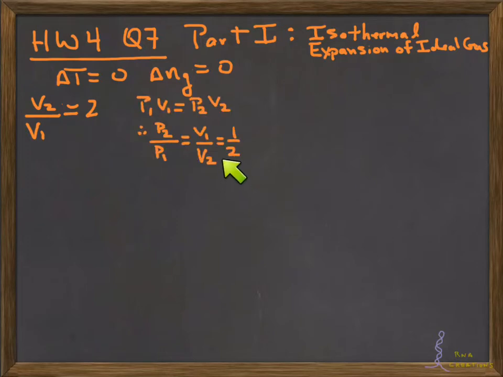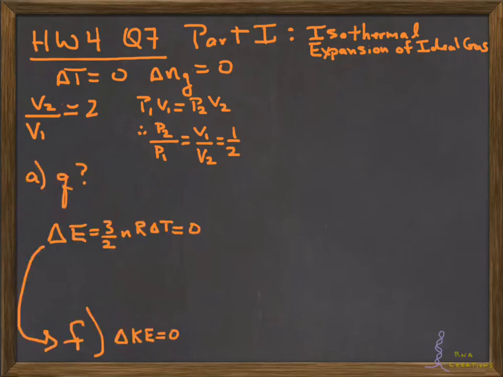We can use the relationships from the ideal gas equation to show that the pressure decreases by a factor of 2. The first part asks us for the heat involved in the process, and in order to get this, I'm going to use that delta E for an ideal gas is equal to 3/2 nR delta T. Because delta T is 0, we know that the delta E value is equal to 0. Delta PE is always 0 for an ideal gas because there's no bonds. Therefore, we can go ahead and first write down the answer for part F, and that is that delta KE must be equal to 0.